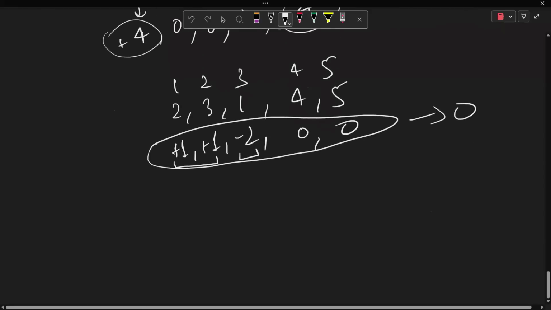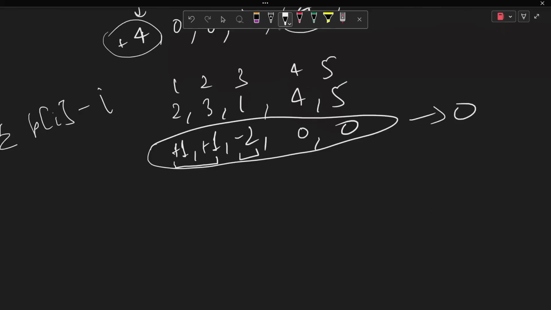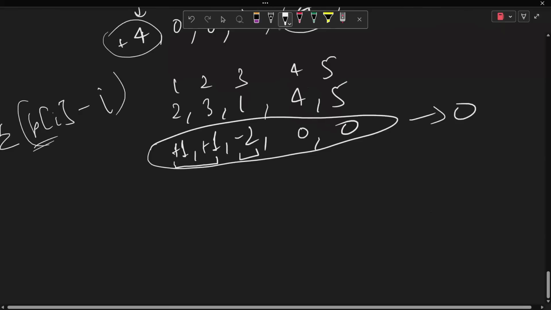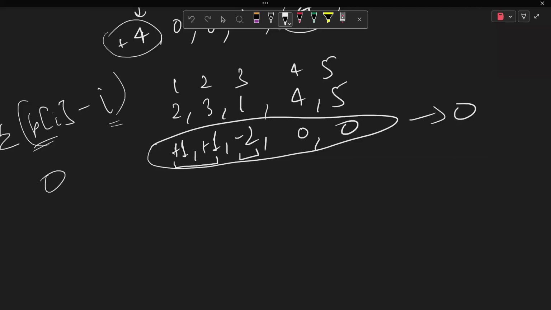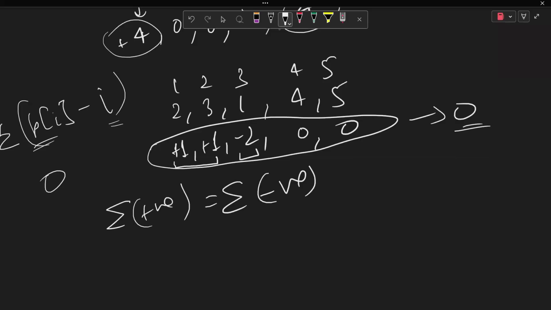Because whatever you do, if you are doing summation of pi minus i, it would be summation of pi and summation of i, and the sum of both of them would be same. So it would always be 0. So if you write pi minus i, the net of this would always be 0. Okay. So we would have some positives here, some negatives here. So you can say the sum of positive values is equal to the sum of negative values, then only we can have a net 0.